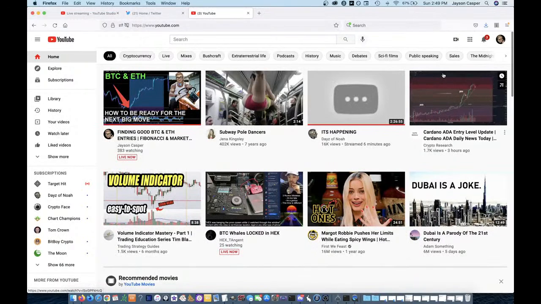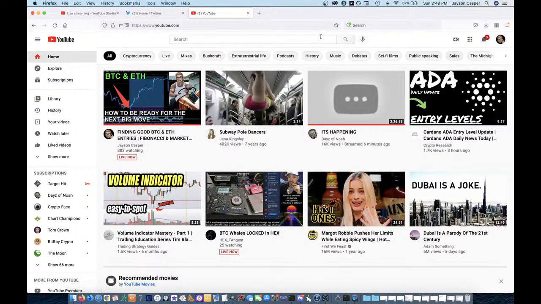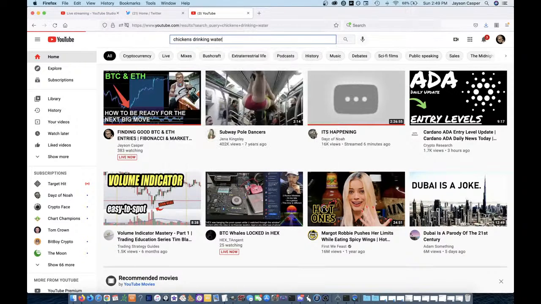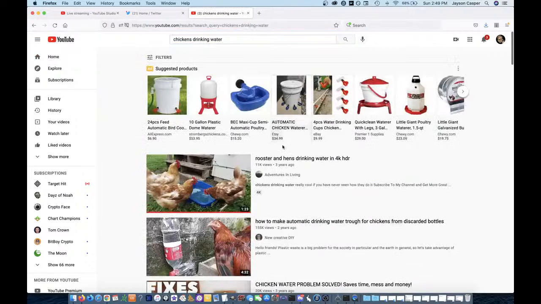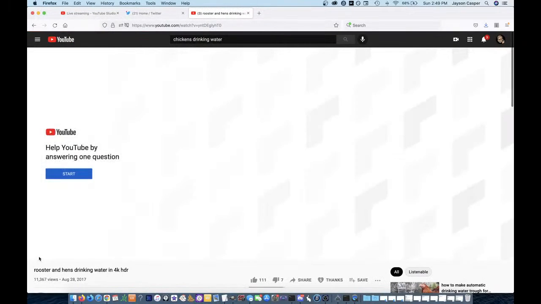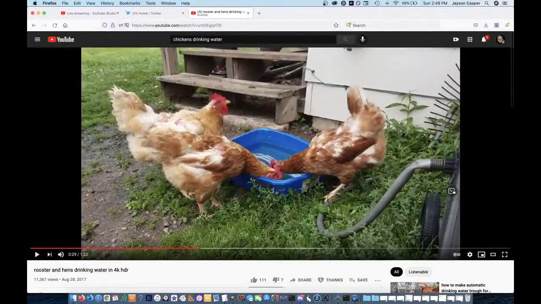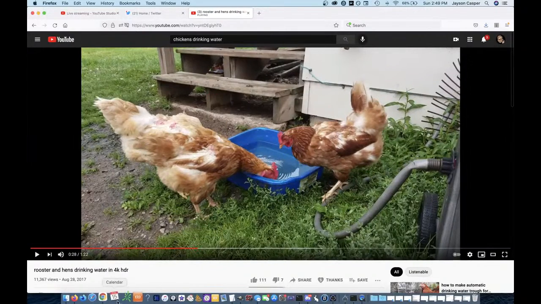So, what are we looking for? Chickens drinking water. Here we go. The reason why I call it chickens drinking water is because it looks like chickens drinking water. If anyone's new here, check out these chickens and look at how they drink water, okay? There we go. Now, what happens to the price?